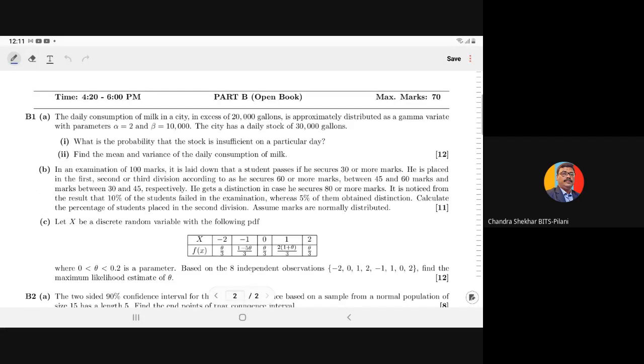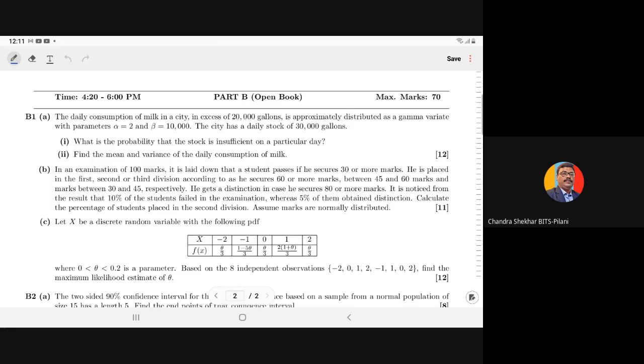In b1 part A, daily consumption of milk in a city in excess of 20,000 gallon is approximately distributed as gamma variate with parameters alpha equal to 2 and beta equal to 10,000. The city has a daily stock of 30,000 gallon. What is the probability that the stock is insufficient on a particular day? When the demand is more than the stock, only then the stock will be insufficient. Find the mean and variance of the daily consumption of the milk.